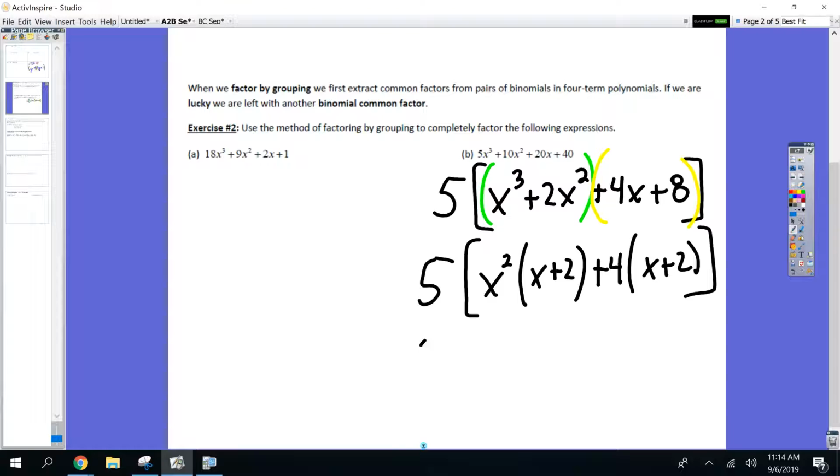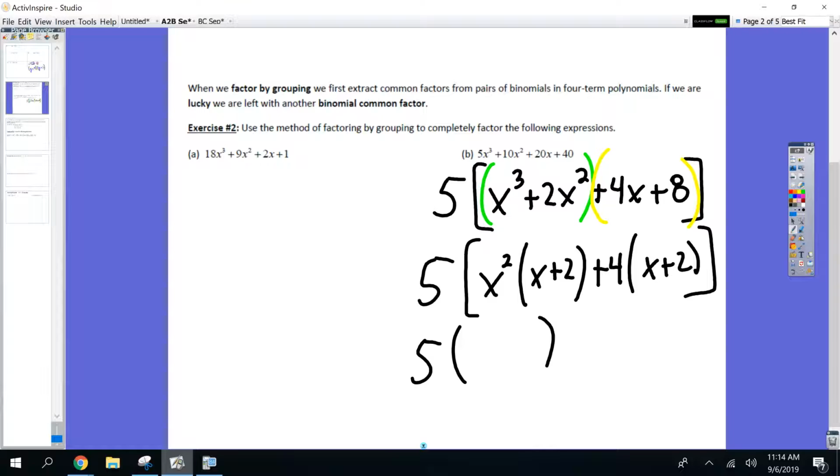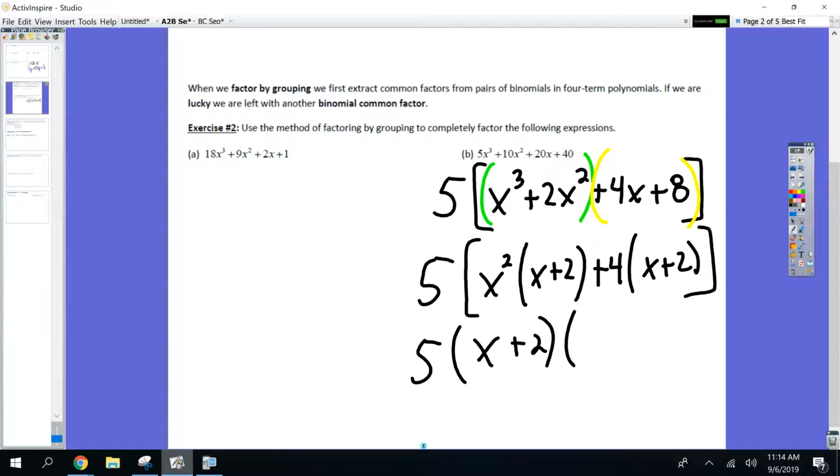So now we got to finish grouping, keep bringing down the 5. What's going to go in for my first set of parentheses? 13. X plus 2. And in the second set of parentheses, 2. You're on fire, Brett, today. Your day. X squared plus 4.